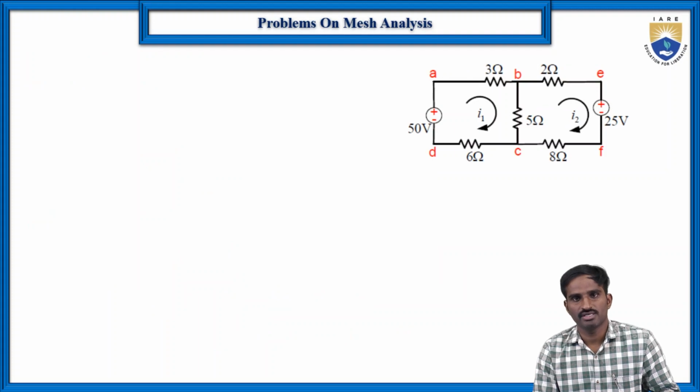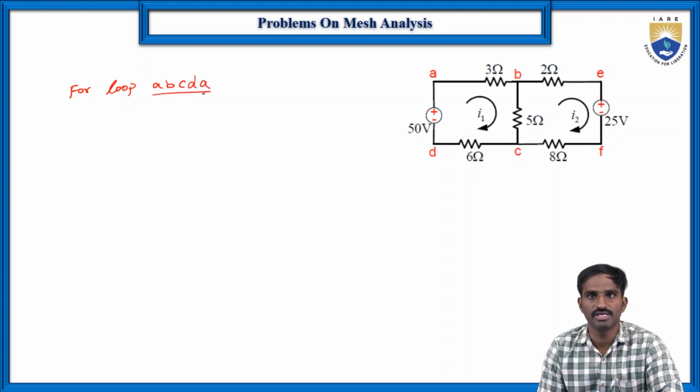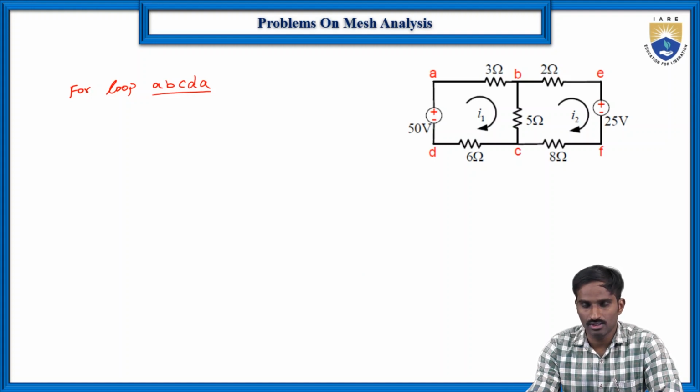First let us consider the loop A, B, C, D, A. For this loop, let us write the loop equation, which is nothing but simply applying KVL across the first loop. According to Kirchhoff's voltage law, the algebraic sum of the voltages in a particular loop is equal to 0.